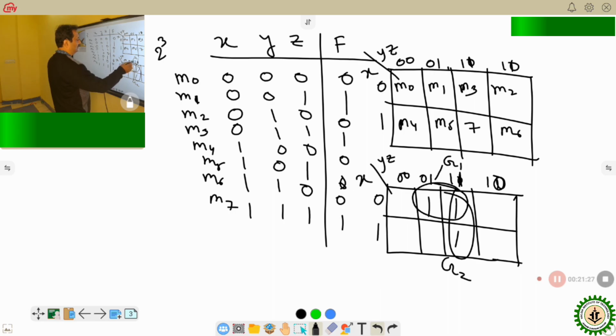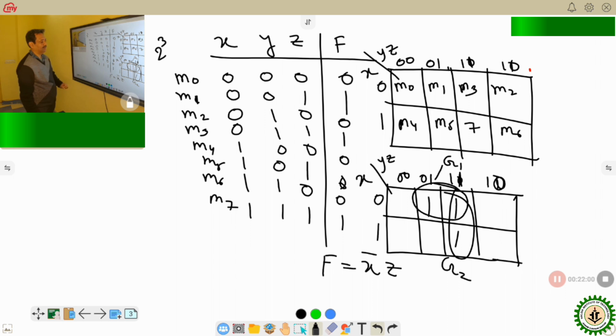Only the unchanged variable is, in that particular case, z. Z is 1 to 1 and x is also an unchanged variable. So what is the Boolean function? F is equal to unchanged variables, actually x bar z. Why x bar z? Because what is the value of x? Value of x is equal to 0, so that is why x bar, and z is unchanged, it is 1 to 1. So that is why this is z. So for that particular group.